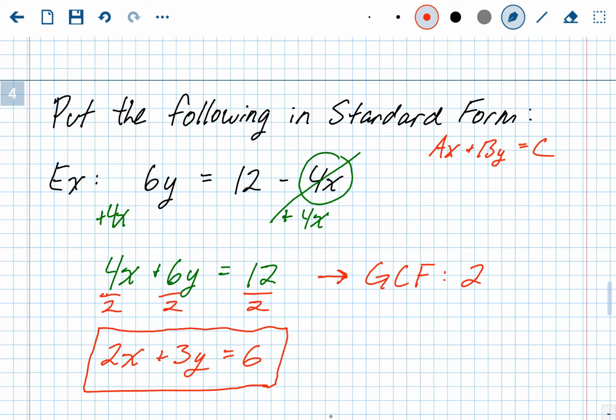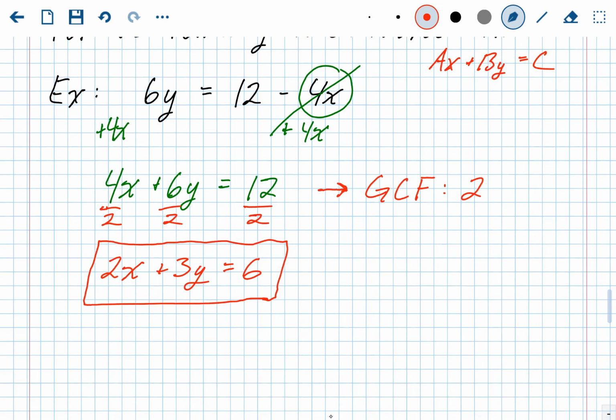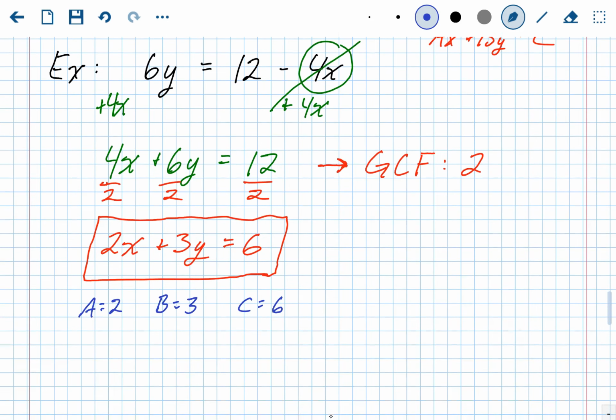Now you should get in the habit of being able to identify a, b, and c. Remember, a is the number in front of x, b is the number in front of y, and c is the constant. So in this problem, a is 2, b is 3, and c is 6. Let's move on to the next one.